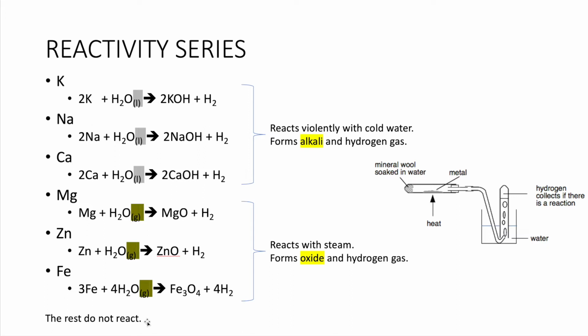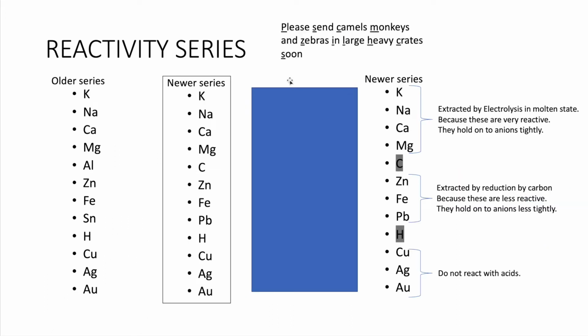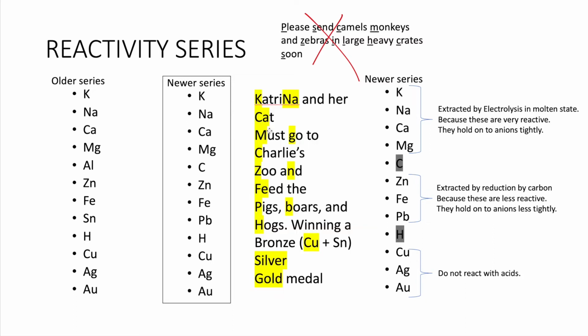And note that this reactivity series has this little mnemonic that says, please send camels, monkeys, zebra, large heavy crates soon. I don't quite like this one, so I will show you mine. Katrina and a cat must go to Charlie's zoo and feed the pigs, boars and hogs, winning a bronze, silver and gold medal. And I think this will give a better sequential storyline. So if you have other methods of doing so, you can comment down below.